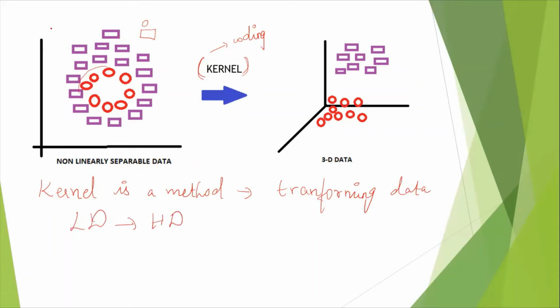Just see the left hand diagram. This is two-dimensional data. This kernel is used to transform this data, that is 2D data, into 3D data. Using this, we are creating the plot like this. If you see here, we have clearly separated the two different classes, that is circle and rectangle. So now here we cannot draw a line.